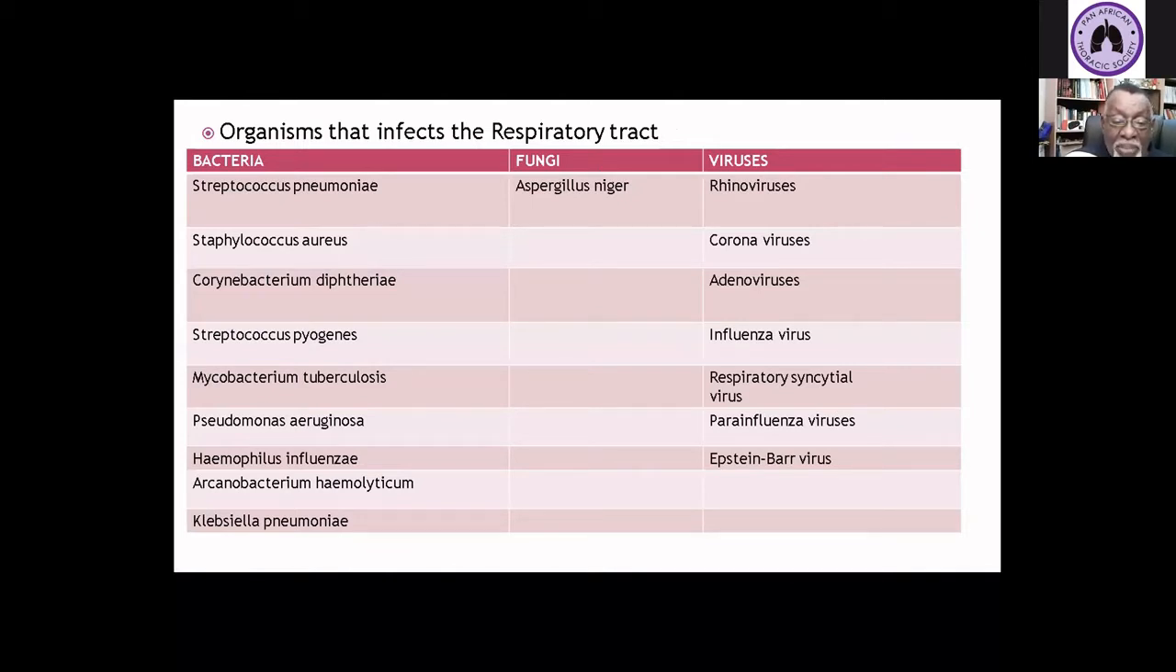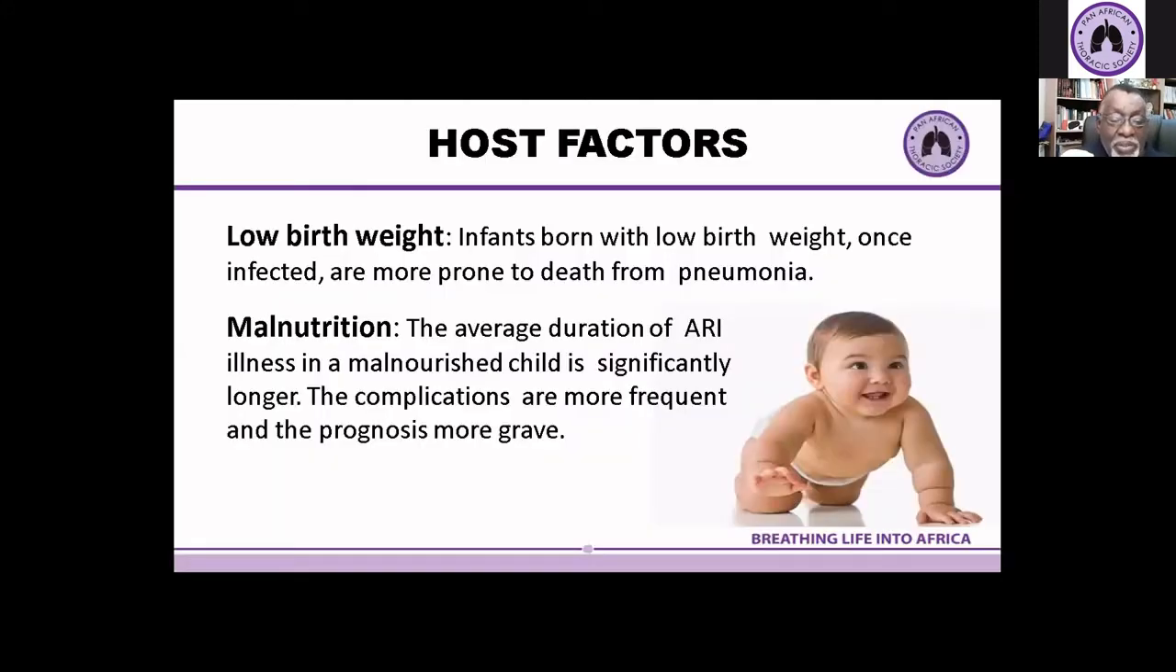Among the fungi, Aspergillus niger is probably a significant one. The viruses are mainly rhinovirus, coronavirus, adenovirus, influenza virus, respiratory syncytial virus, parainfluenza viruses, and EB virus. The host factors are very prominent, particularly in sub-Saharan Africa, because infants often have low birth weight, and once infected, they're more likely to die. Hence, one of the common causes of infant mortality in sub-Saharan Africa is pneumonia.